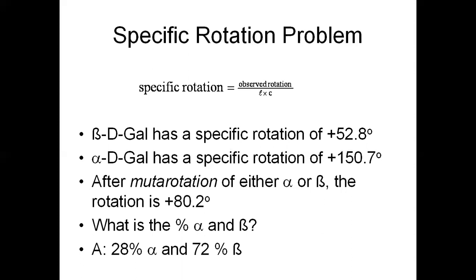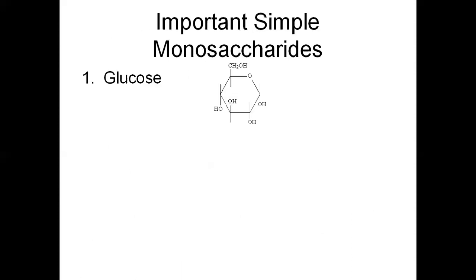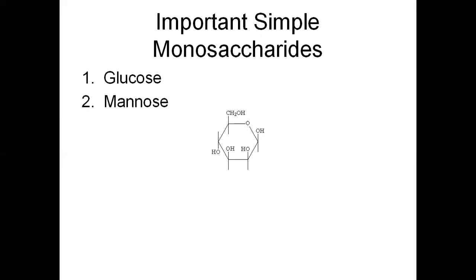Next, we will introduce the important simple monosaccharides, the first of which is glucose. I am showing glucose in the form that is most physiologically important, and I would have you learn this structure, which is alpha-D-glucose. The second important monosaccharide is mannose. This is an epimer of glucose in the number 2 position. You will notice that it points up into the ring instead of down like glucose did. Third, galactose, which is an epimer of glucose at the number 4 position. And this is also an alpha sugar.